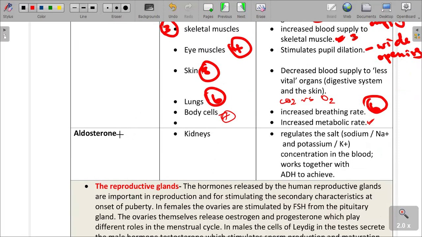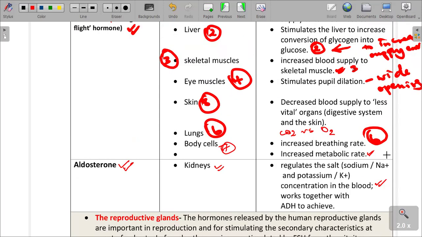It also produces what? It also produces aldosterone. Aldosterone targets the kidneys in order to regulate the salt and potassium concentration in the blood. The aldosterone hormone works together with ADH in order to regulate salt and potassium concentration in the blood.